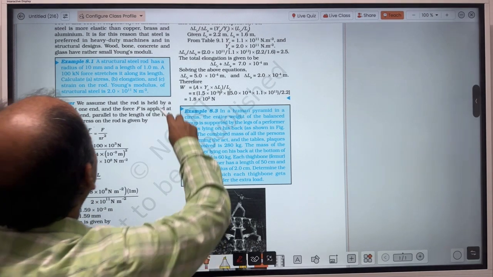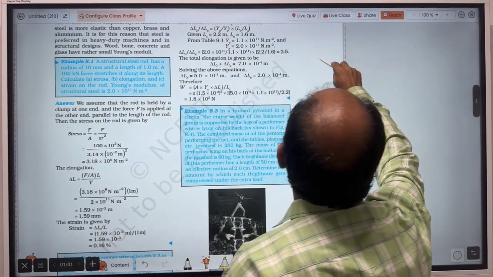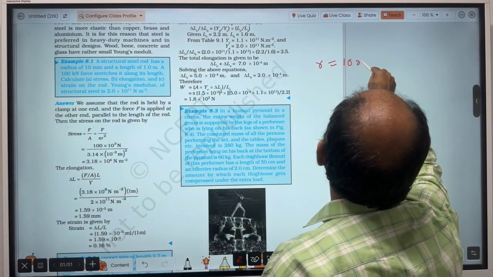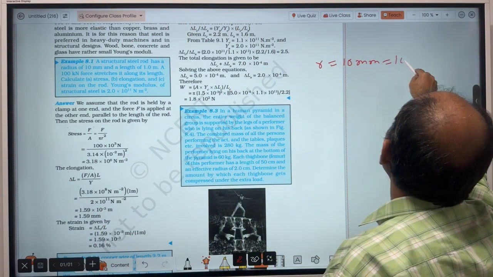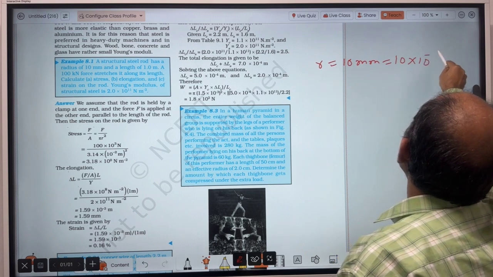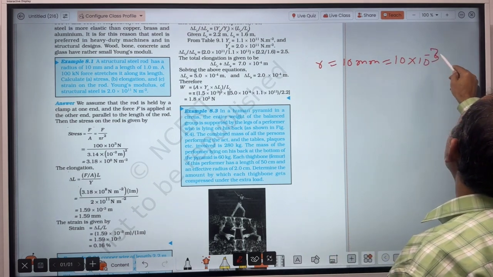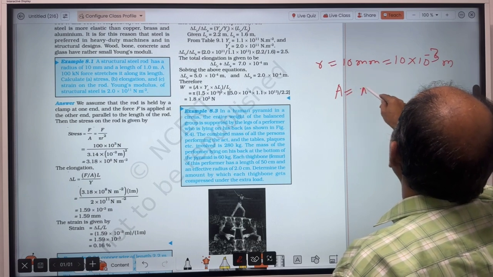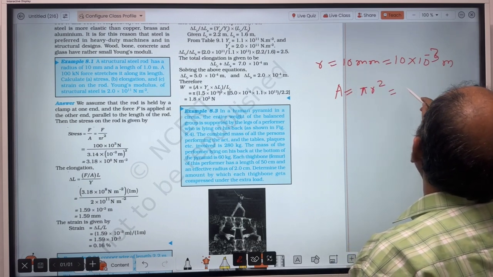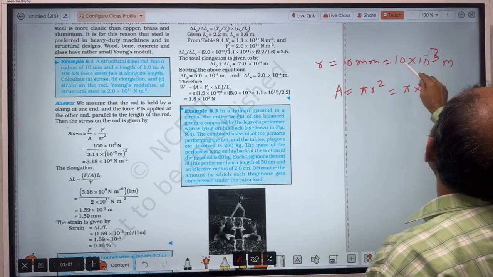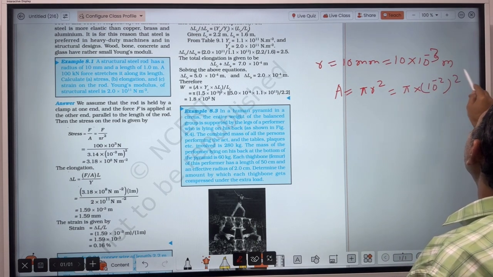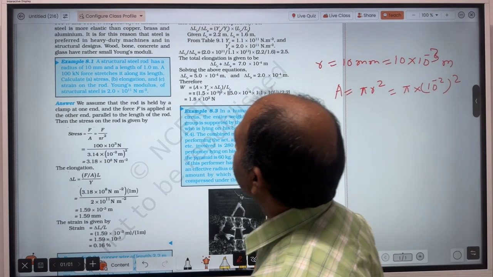So let's write the information. R is given as 10 millimeter. It means we can write it as 10 into 10 power minus 3 meter. We need area of cross section, so we can apply pi r square. So pi times 10 power minus 2 whole square, correct, meter square.